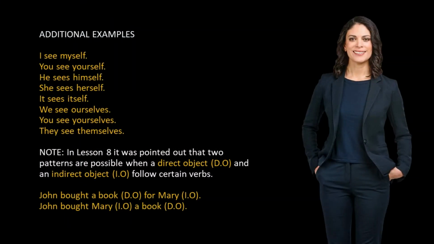Additional examples. I see myself. You see yourself. He sees himself. She sees herself. It sees itself. We see ourselves. You see yourselves. They see themselves. In Lesson 8, it was pointed out that two patterns are possible when a direct object, DO, and an indirect object, IO, follow certain verbs. John bought a book for Mary. Book is DO, Mary is IO.